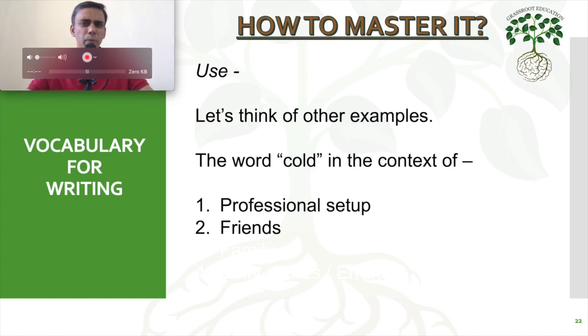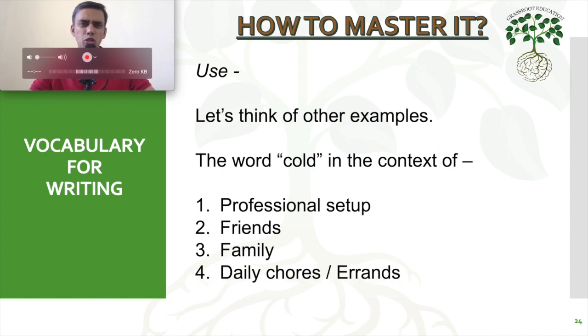Third can be family. For example, I can say, I was wondering why my brother was very cold towards my sister. Later, I realized it was because my sister did not greet my brother when he walked in. Okay, random example. Now think of daily chores or errands. Errands as in some small odd jobs that you want to do. Now think of daily chores or errands, some small work that you do. You probably go out, do something and then come back. Think of an example in that situation.